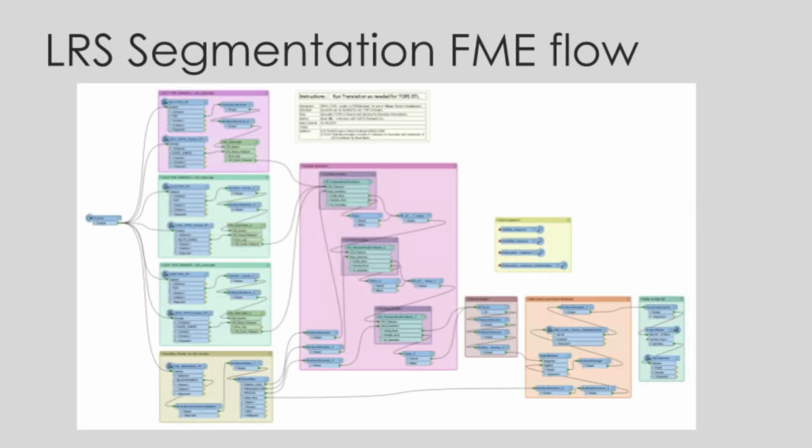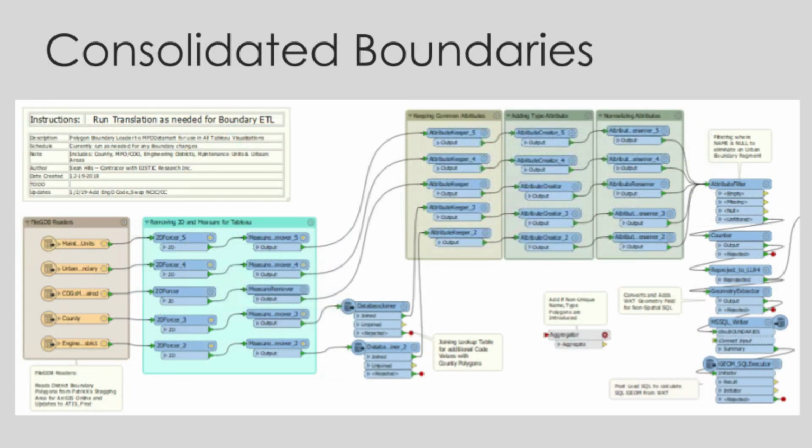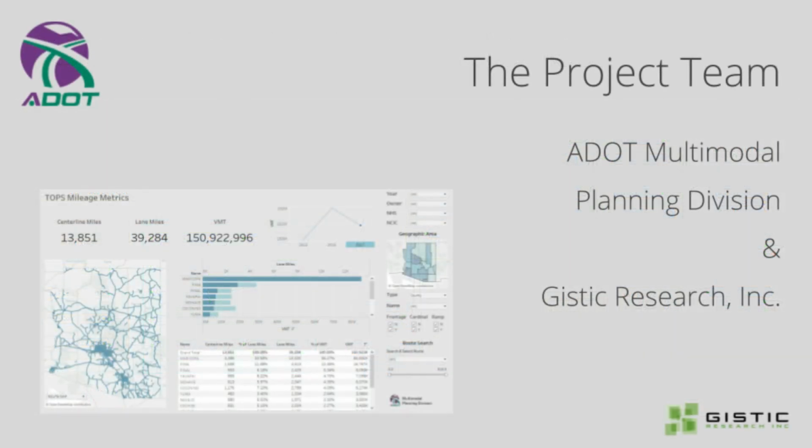The second ETL uses LRS custom transformers developed by Gistic and published in the FME hub to segment LRS features by the boundaries. The third ETL combines boundaries of different types into a single boundary feature, which aids the user in selection of boundaries as a dimension. The success of ADOT's HPMS dashboard is a direct result of the data-centric vision and the proper orchestration of technologies by the ADOT Gistic team.